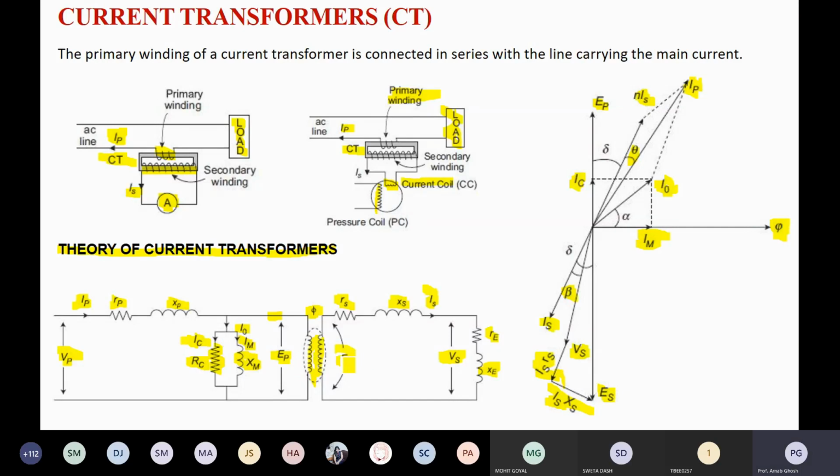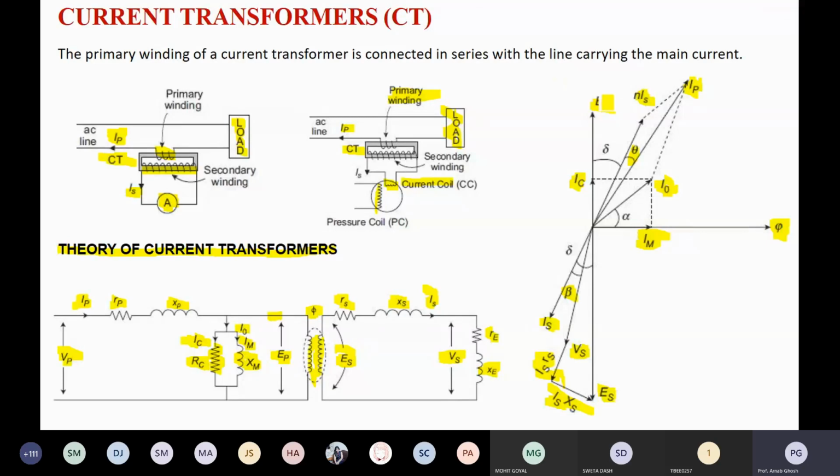What is the angle alpha? Alpha is the angle between the excitation current I0 and IM. Beta is the angle between IS and VS. And again you can see the angle delta. Delta is the angle between IS and ES, the secondary current and the secondary induced voltage. So in both cases delta is there.